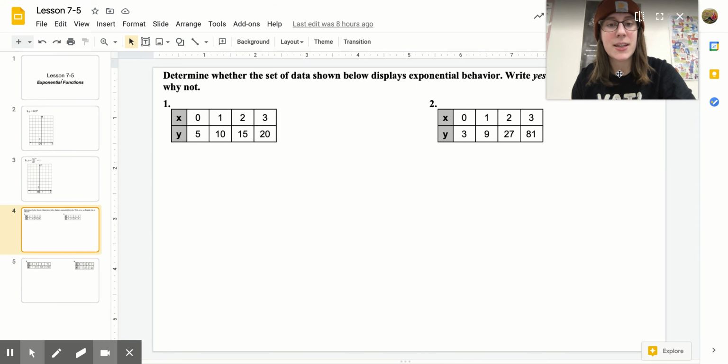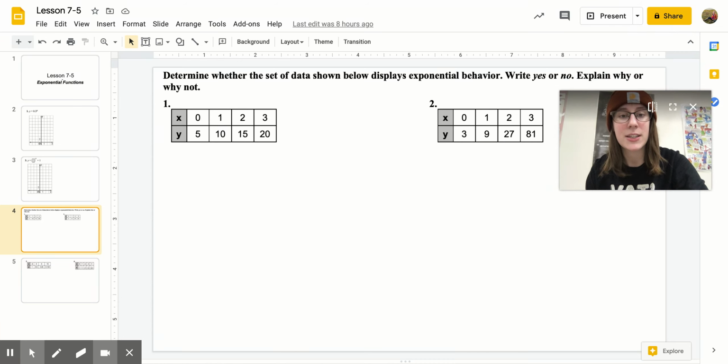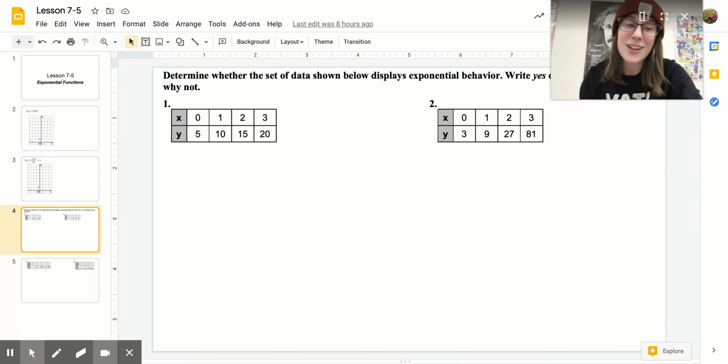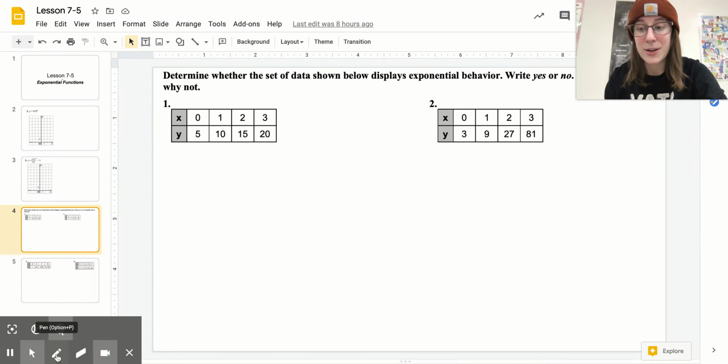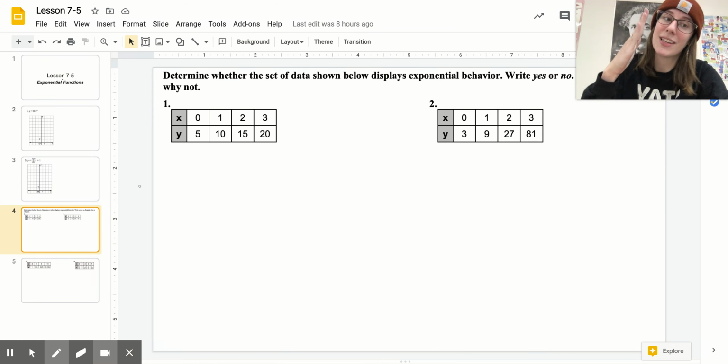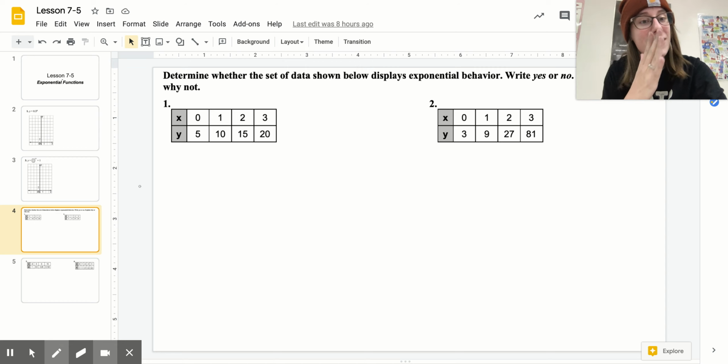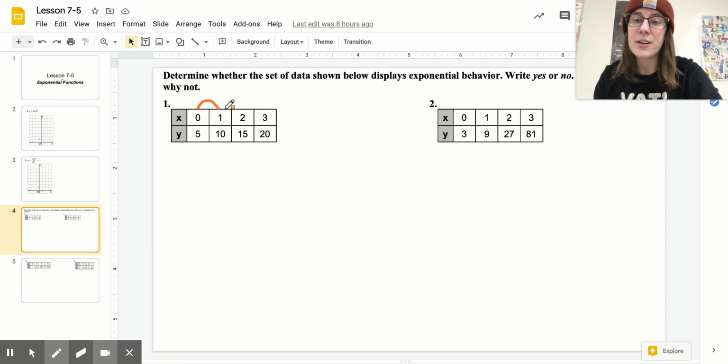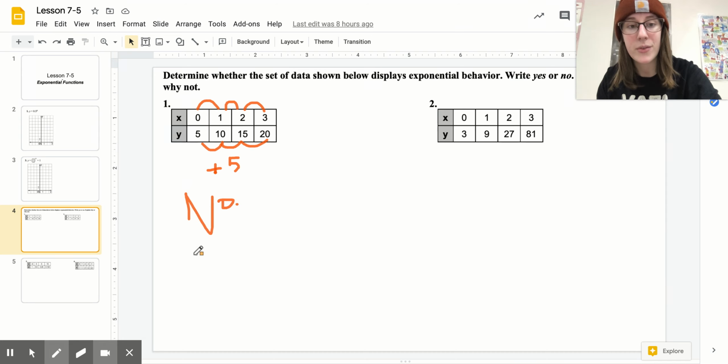So then it says determine whether the data set displays exponential behavior. Yes or no, and explain. So these ones are kind of nice. You guys will like these because they're pretty straightforward. You're going to check out what the rate of change is. If the rate of change is the same, it's just a linear equation. If it's getting big really fast or getting small really fast, it's an exponential function. So here you're growing by 1, that's fine. Here you're adding 5 each time. So you would say no. Linear. The rate is 5/1.